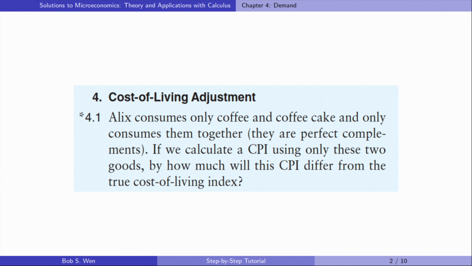Here is exercise 4.1. Alice consumes only coffee and coffee cake and only consumes them together. They are perfect complements. If we calculate a CPI using only these two goods, how much will this CPI differ from the true cost of living index?